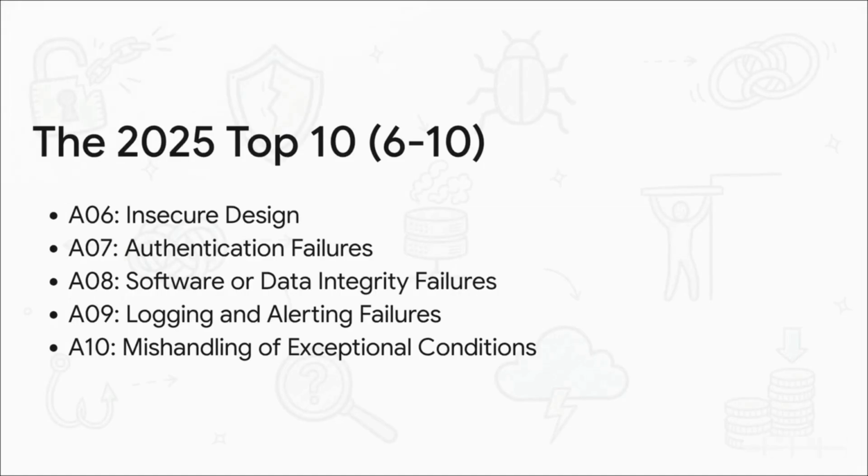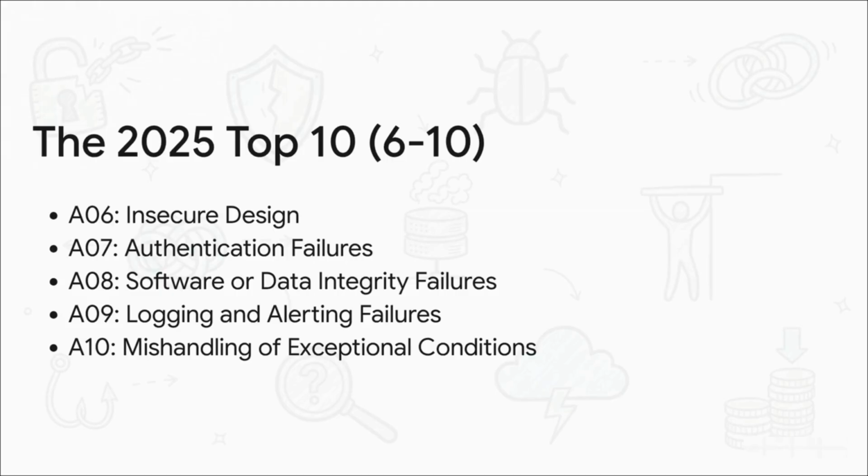Now for the second half. At number 6, we have insecure design. This means security was an afterthought, not baked in from the beginning. 7 is authentication failures, so weaknesses in logins and session management. At 8, software or data integrity failures. That's when you can't protect your code or critical data from being tampered with.